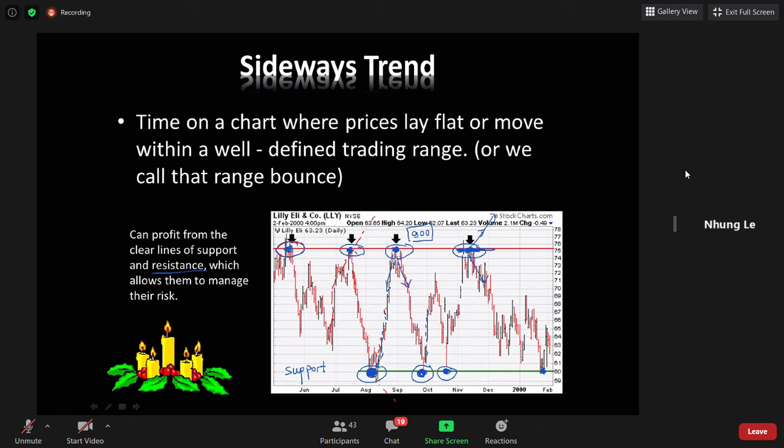We call this sideways. And for this one, normally the technical analysts advise investors to stay out of the market and wait, because in sideways, there is no clear signal or trend to go short or go long.